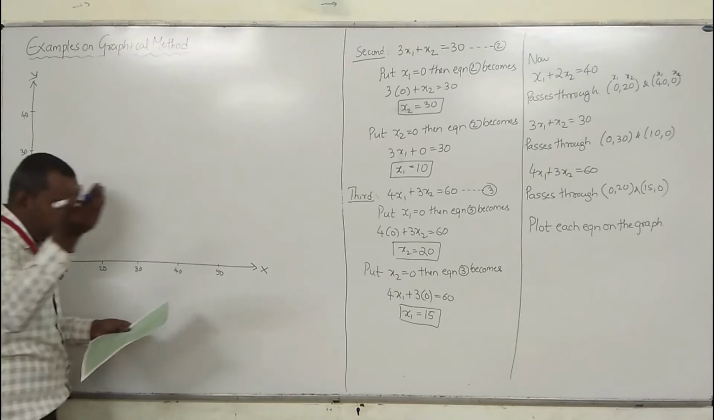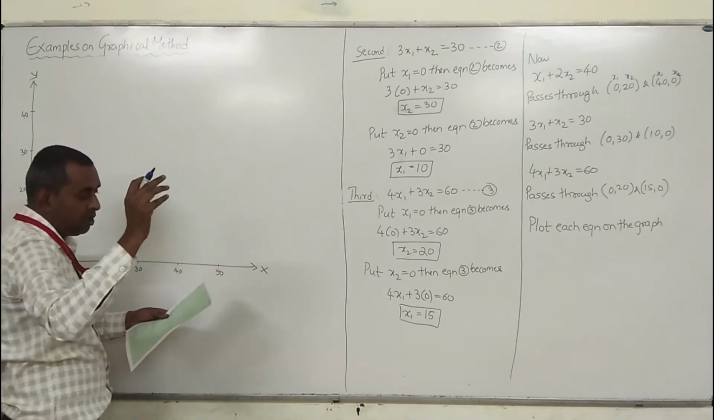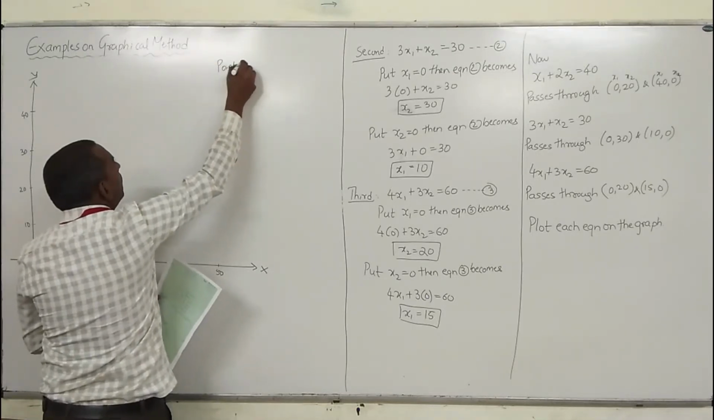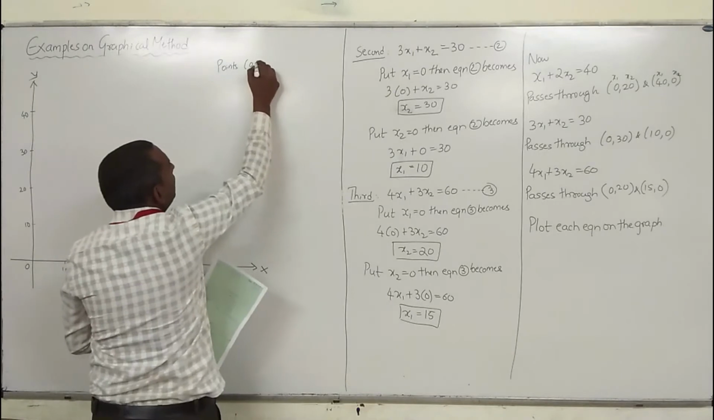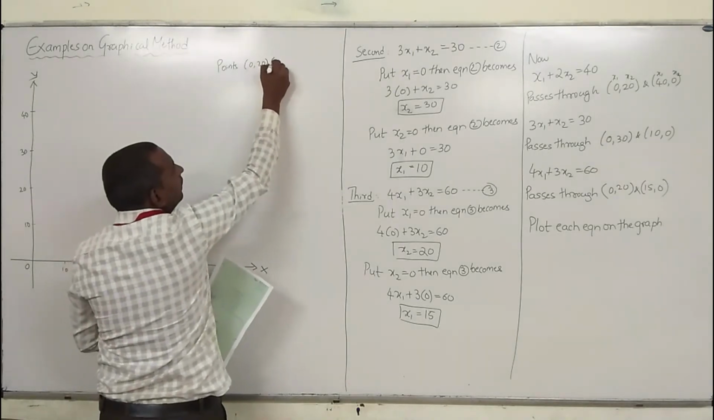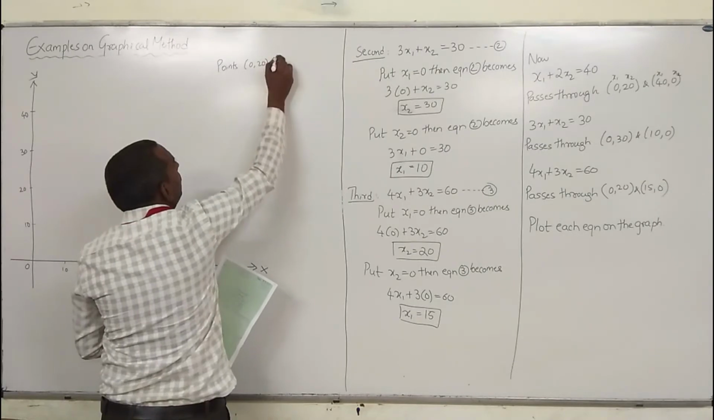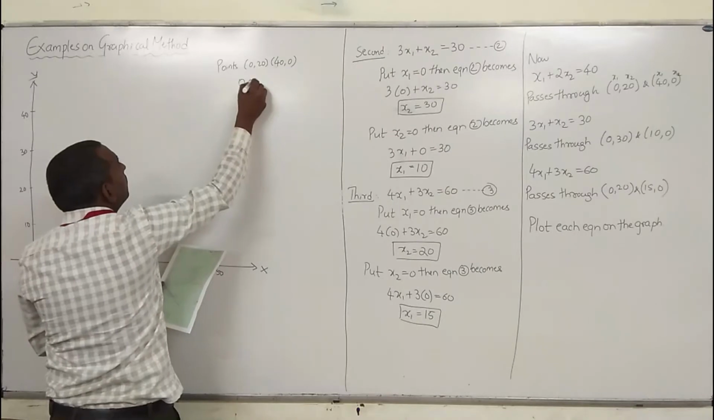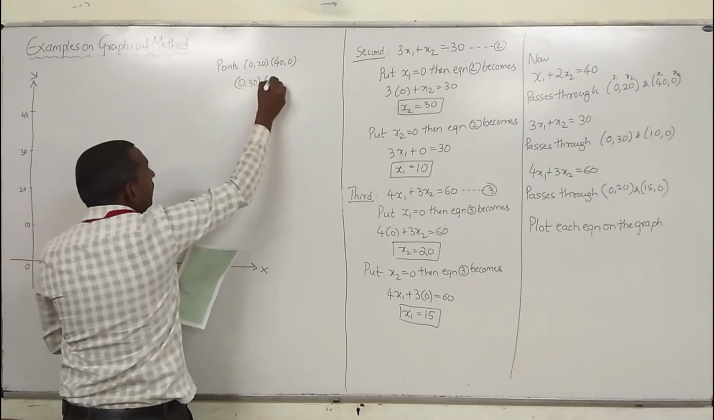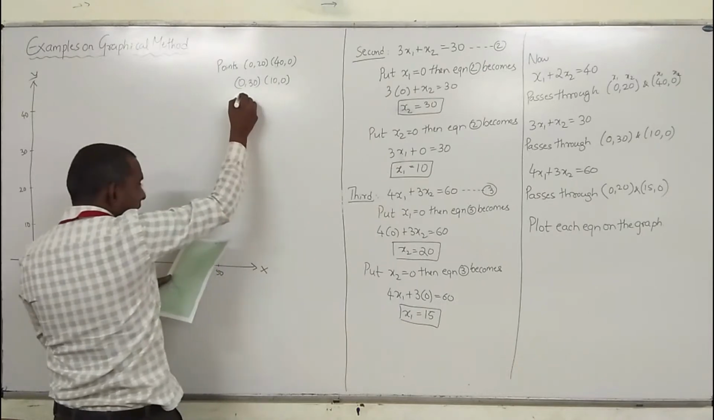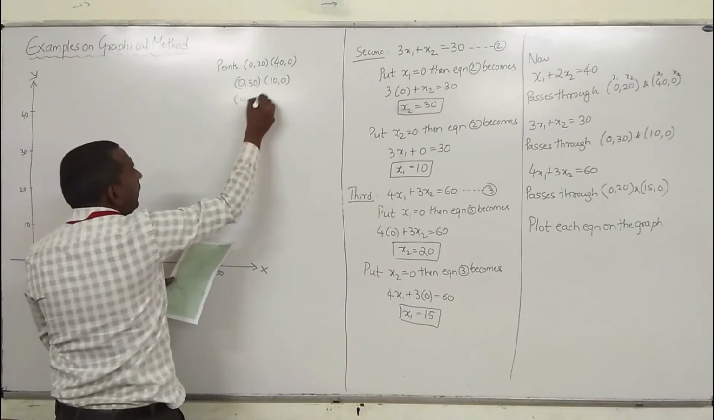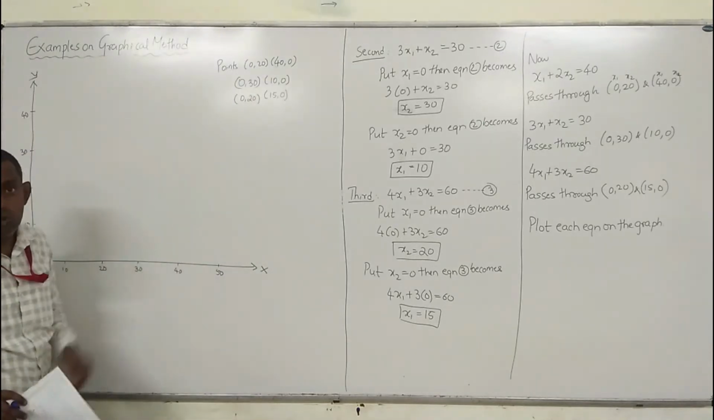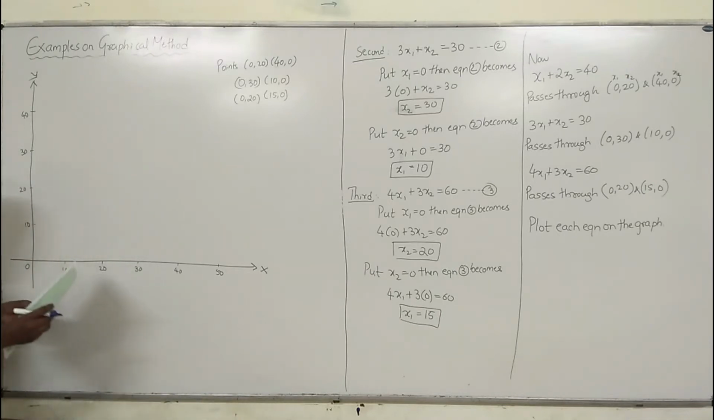So let me write the points here. What are the points I am supposed to draw? The points are 0, 20 and 40, 0, followed by 0, 30 and 10, 0, whereas 0, 20 and 15, 0. These are the points I am supposed to plot. So let me start plotting here.